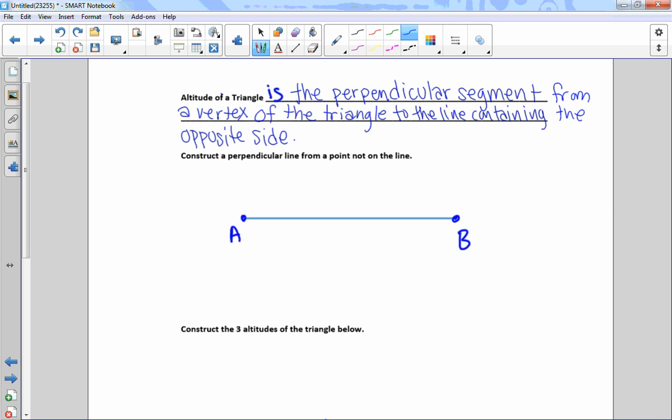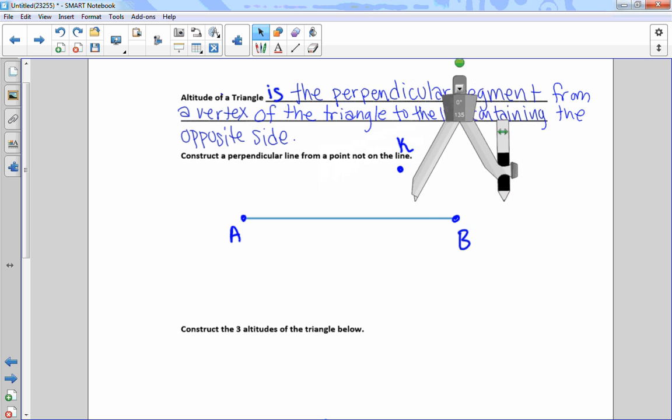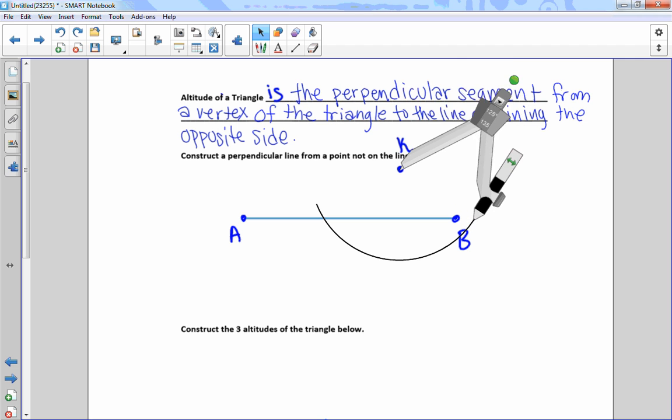Okay, if I pick, it doesn't even have to be in the middle, it can be over here, point K. Altitudes and bases are always perpendicular to each other. So you want to know how to draw an altitude? This is a new one. Okay, and we need our compass and a ruler still. And we're going to put our pointy end on the K. And then we need to draw an arc so that it crosses the segment twice.